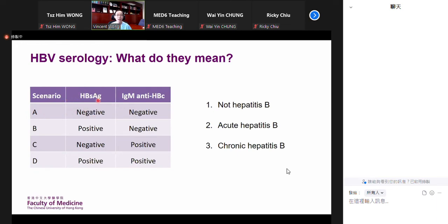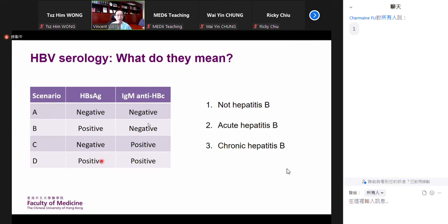Scenario A. If you have a patient with high ALT level, let's say 500, and a negative surface antigen, negative IgM anti-HB core, what do you think this represents? Is this not hepatitis B, acute hepatitis B, or chronic hepatitis B? What do you think? Okay, you can just type 1, 2, or 3. Okay, very good. This is not hepatitis B, so the answer is 1.